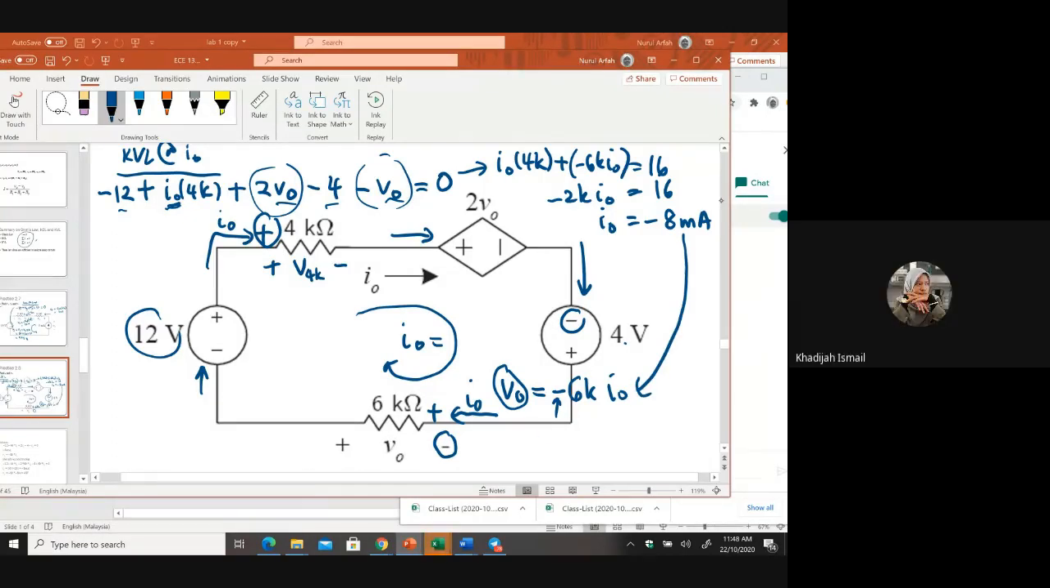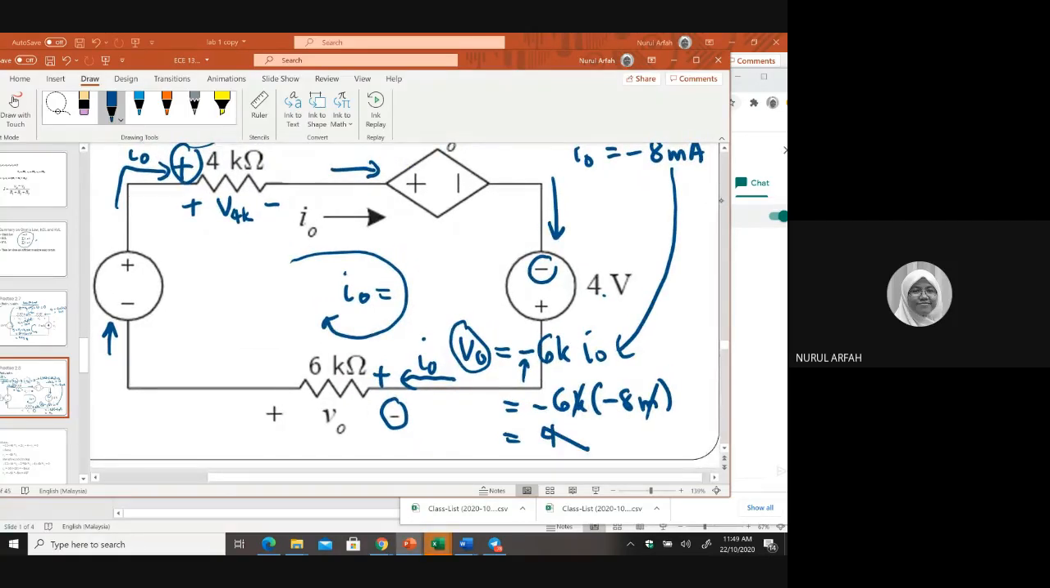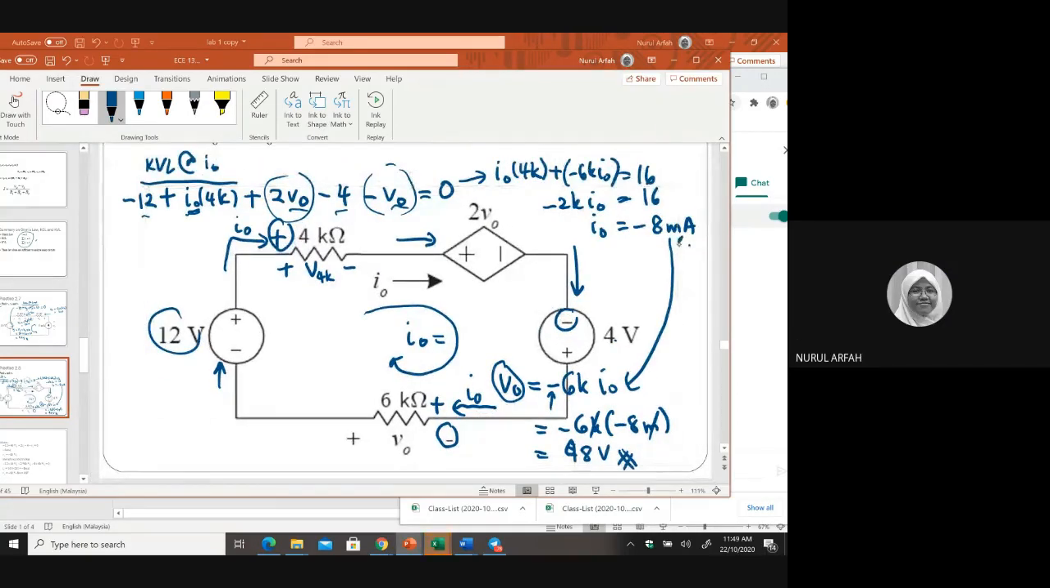Then substitute into the equation. Negative 6K with negative 8 milli. So kilo and milli you can cross, and minus so you can have a positive there. And this is 48 volt. Remember to put the prefix and also the unit. So please make sure you have that prefix and unit.